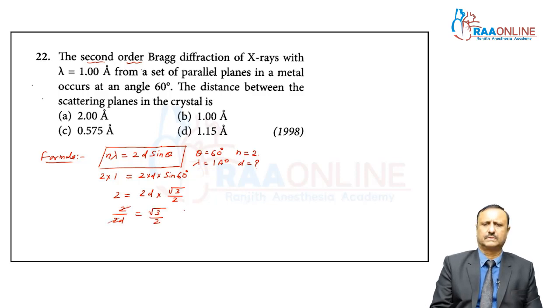You can also say 1 upon d equals root 3 by 2, or d is equal to 2 upon root 3, and this is 1.15 angstrom. When you solve this, you get d, that is 1.15 angstrom. So, my dear students, this is the answer, 1.15 angstrom.